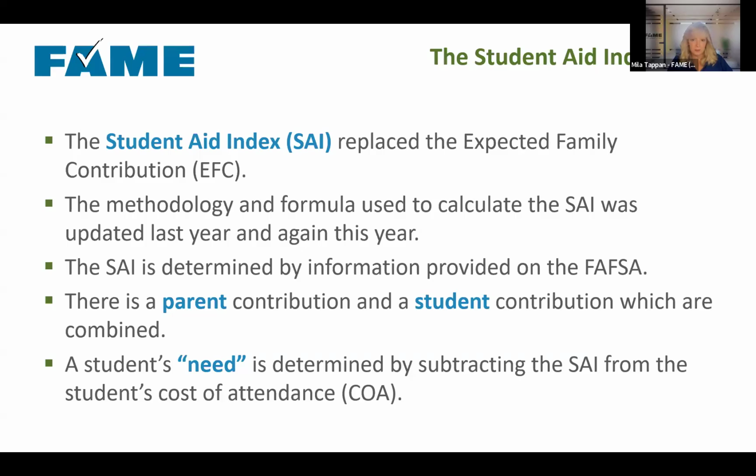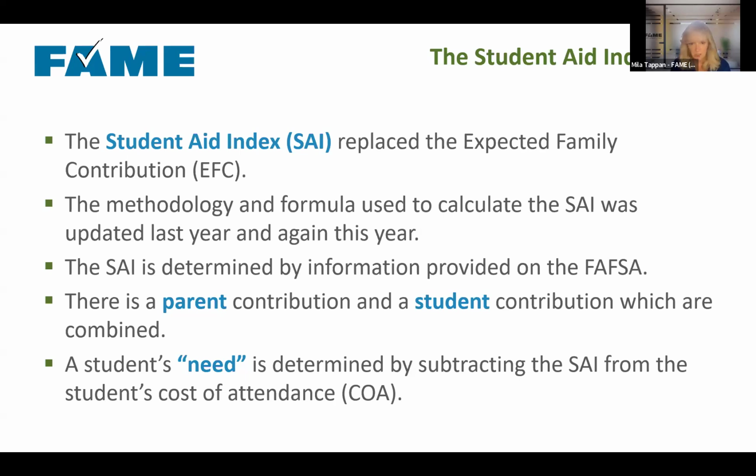So the SAI replaced the expected family contribution. That went into effect last year, so the EFC is gone. We now have our SAI, but the formula is updated as well, so it's not just a name change. The methodology and the formula behind the Student Aid Index was also updated. But I will say that the Student Aid Index is used very similarly to how the EFC was. There wasn't really a change in how it was used, but there have been some tweaks to the formula itself. So even if you were familiar with how the formula worked in the past, a few of the things I will highlight today are some of the differences with the new SAI formula versus the old EFC formula.